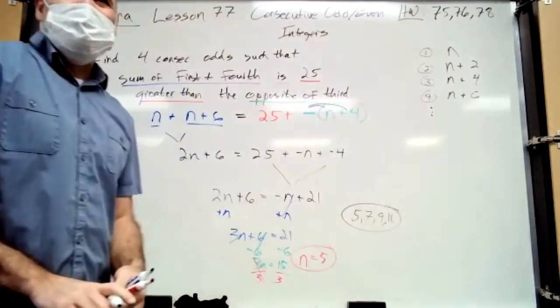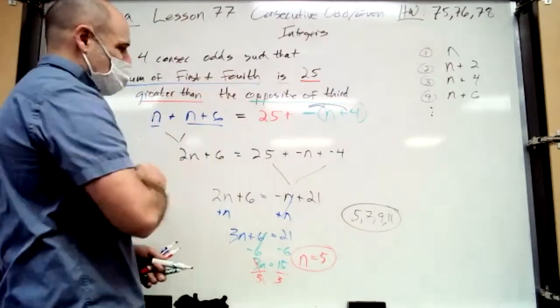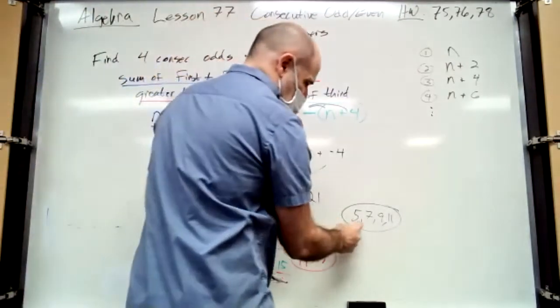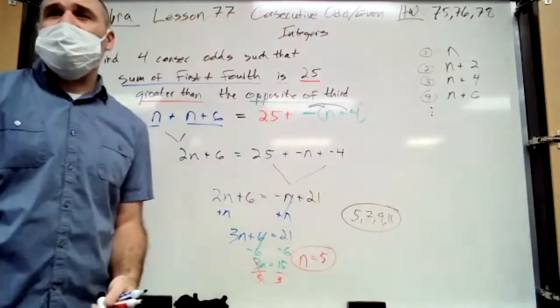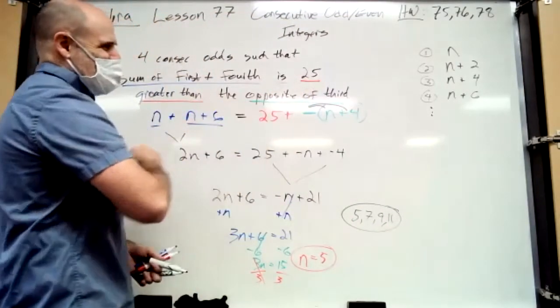That's it. And then throw it back in your word problem, see if it makes sense. The sum of the first and fourth. First and the fourth. 5 plus 11 is 16. So far, so good. Is 25 greater than the opposite of the third?